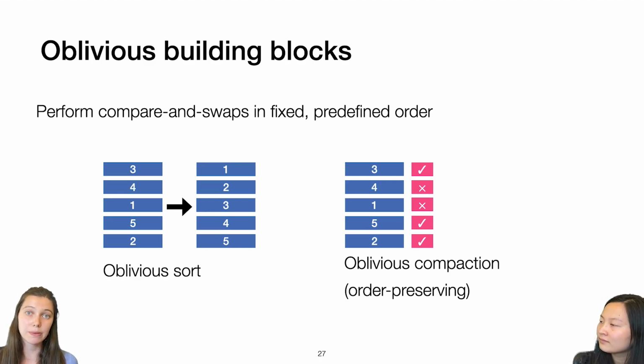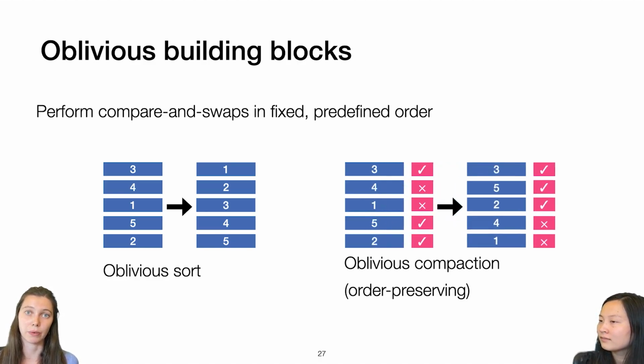The second primitive that we use is oblivious compaction. The idea in oblivious compaction is that we mark different elements of the array for whether or not we want to keep them. Then we compact the array so that all the elements we want to keep are ordered in the front, and all the elements we don't want to keep are at the end. We preserve the order of the elements within each region. Using these two oblivious building blocks, we can then construct these batches obliviously.